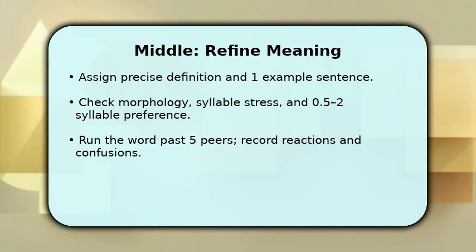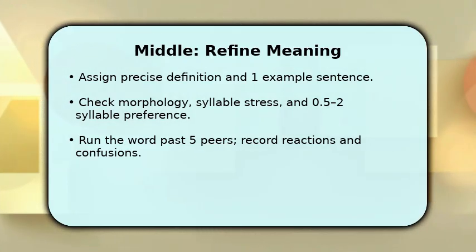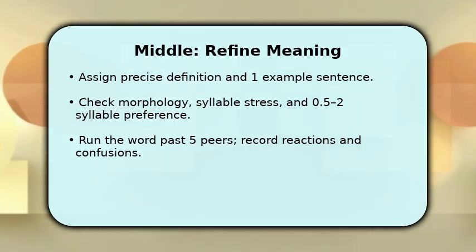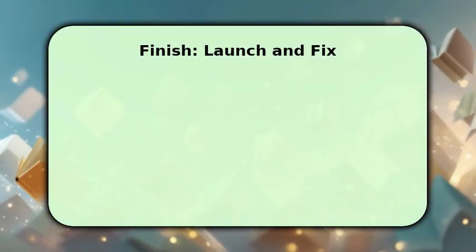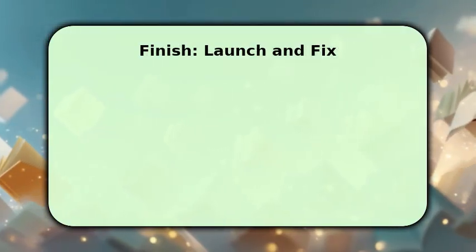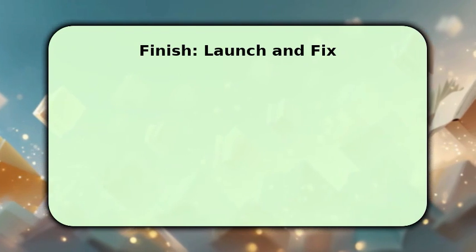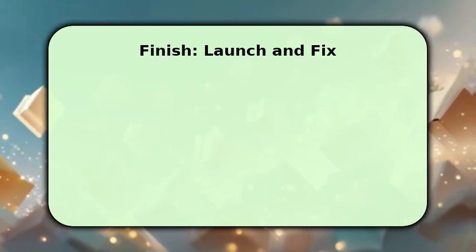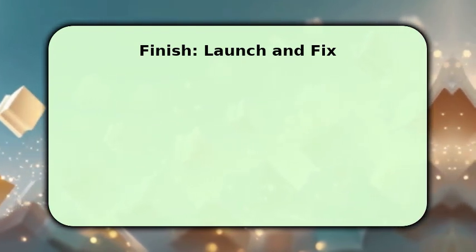Once done, present the best candidate to 3-5 peers from your audience, collect specific feedback about clarity and pronunciation, and iteratively adjust spelling or stress patterns to avoid ambiguity. You finish by planting the word into real contexts. Write 1 short paragraph and a social post using the word naturally, then share it with your target group.